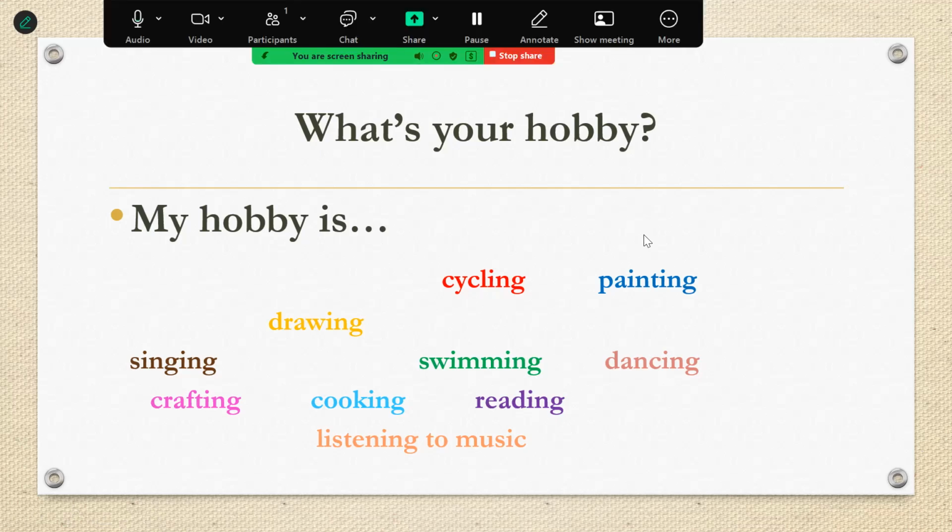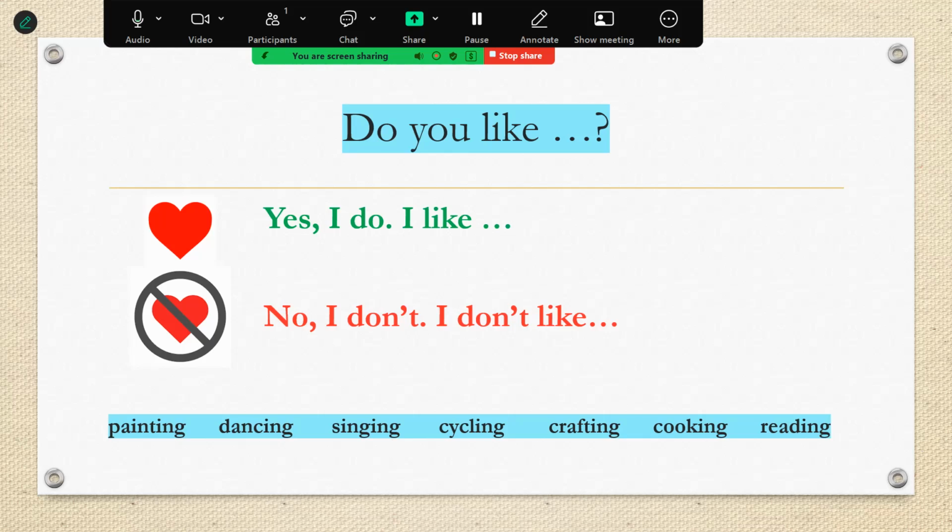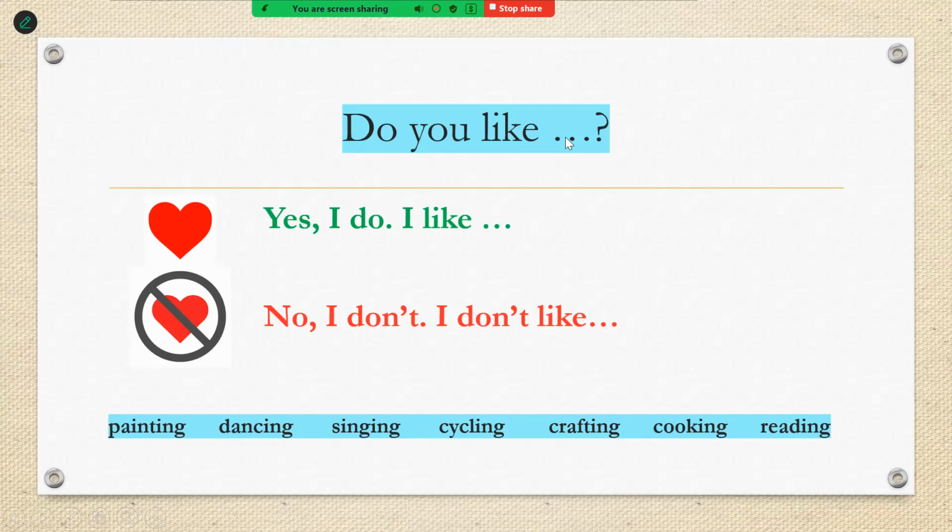Let's have the new step. When we want to speak about something specific and to ask a person about their specific hobbies, we can use this phrase, do you like? After do you like, we usually use gerund. Gerund is the verb with ing ending, which became a noun. Paint is a verb plus ing ending. We have painting, a new word, a noun, a gerund. After like, we usually use gerund.